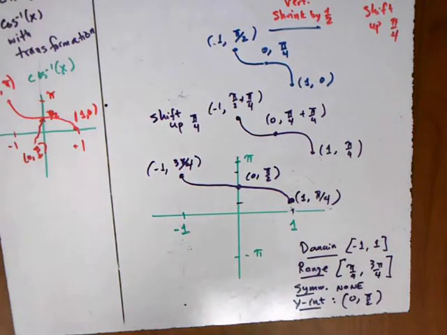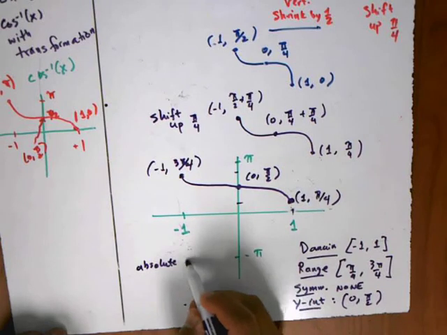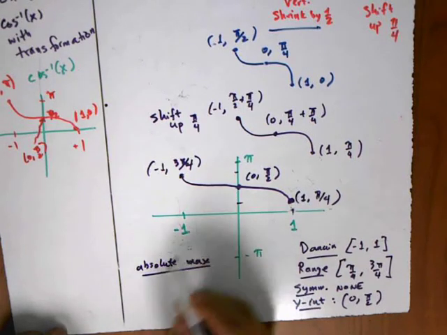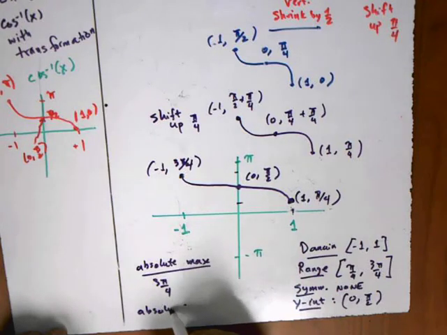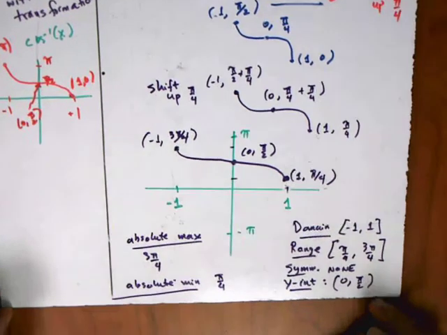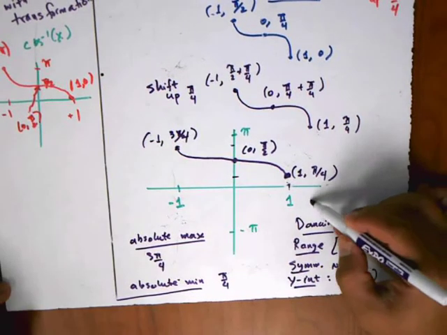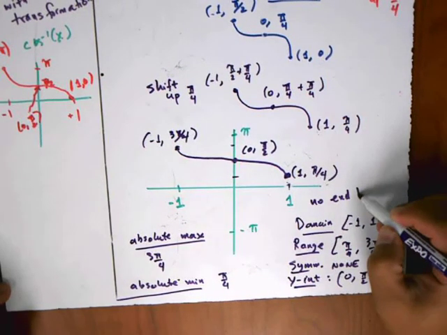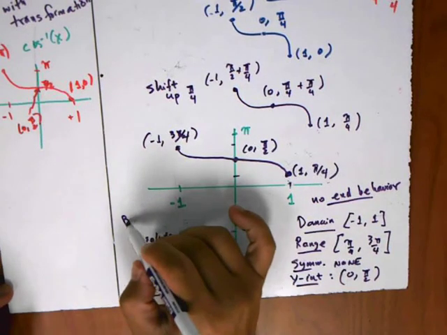Oh, I'm sorry. I realized I said something there that wasn't quite accurate. There are some extrema. There is an absolute max at 3 pi over 4, and then an absolute min at pi over 4. Usually you can tell if you're going to have an absolute max and min when you have a bounded range like this. There is no end behavior in this case because the domain is bounded.